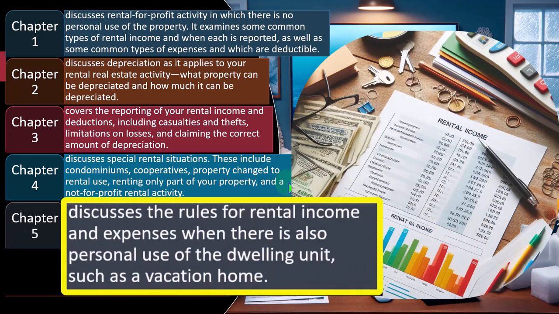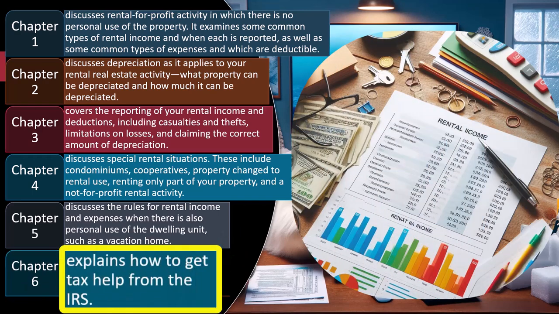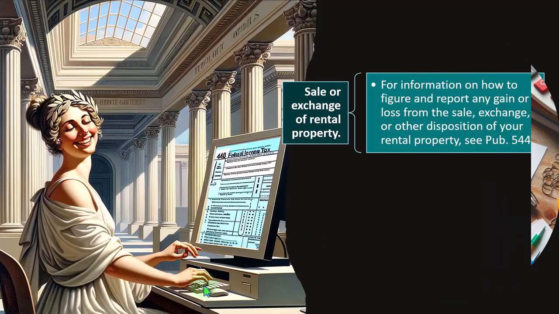So chapter 5 discusses the rule for rental income and expenses when there is also personal use of the dwelling unit, such as a vacation home. So now, instead of commingling, instead of having this business and personal situation with one property that has a business and personal part to it, you have a separate property, but that separate property is a vacation home used partially for business, partially for personal, not as your primary home, but as a vacation home, renting it possibly the rest of the year. Chapter 6 explains how to get the tax help from the IRS.